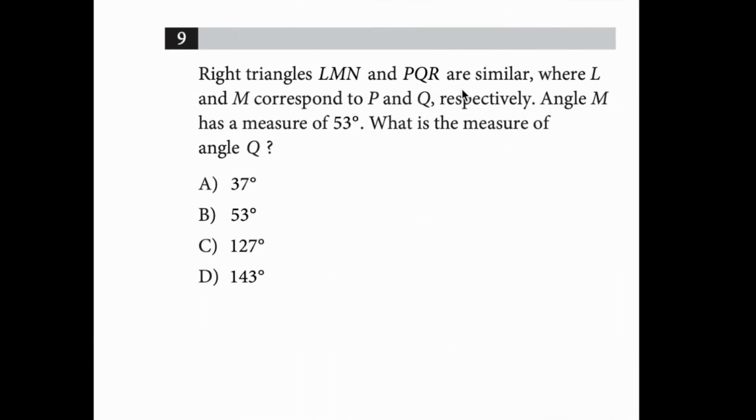Triangles LMN and PQR are similar, where L and M correspond to points P and Q respectively. Angle M has a measure of 53. What is the measure of angle Q? So M corresponds to Q. So if the measure of M equals 53, it means that the measure of angle Q also equals 53, so the answer is B.